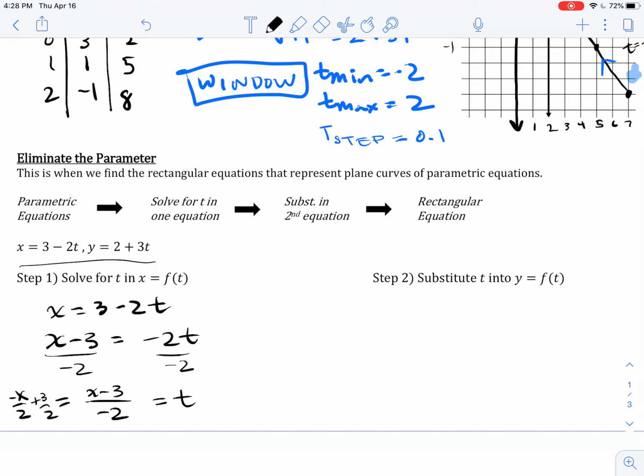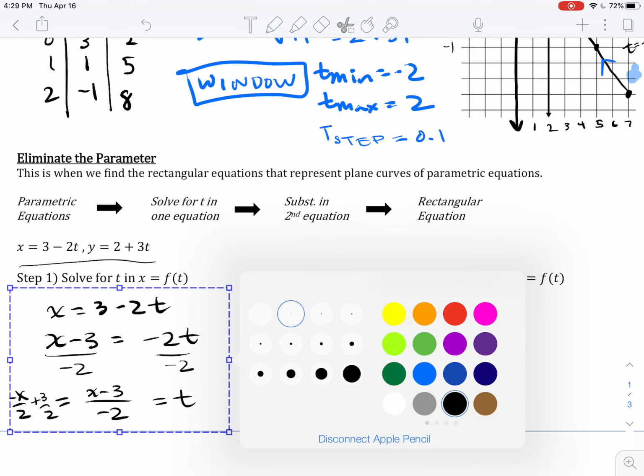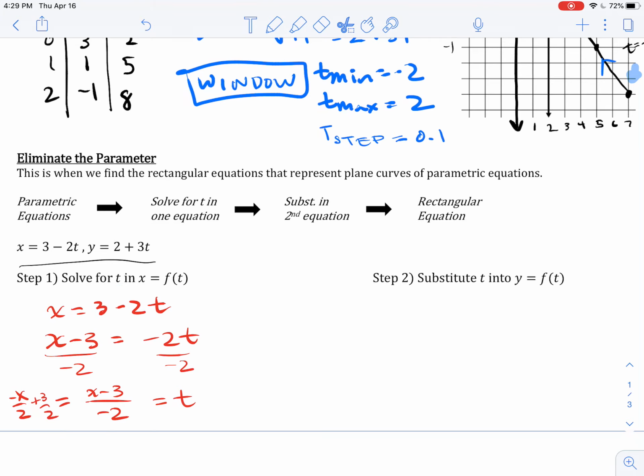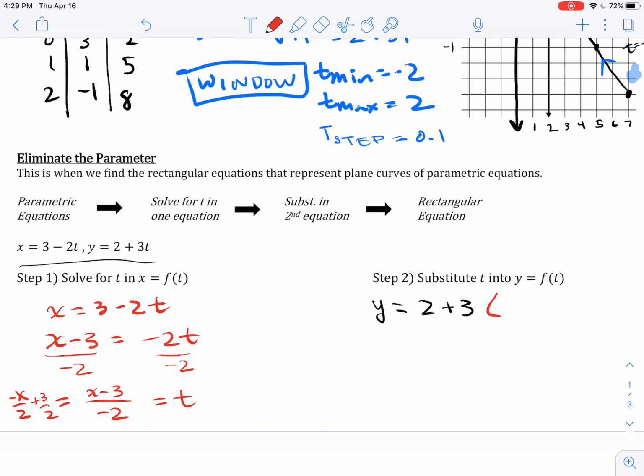So we just solved for t in one of the two parametric equations. So to come up with my rectangular equation, I'm going to take this t value and plug it in. And let's change the color of this, let's make that red. We're going to take this now and plug it into our other parametric equation. So we're going to say y is equal to 2 plus 3 times the quantity of t. And we know what t is now. T is -x over 2 plus 3/2.